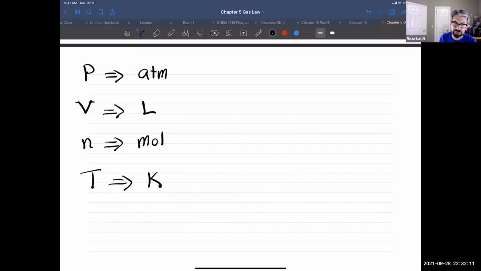I'm going to keep 2 of these factors constant, and I will follow the relationship between the rest. For example, for the first one, we will keep N and T constant, not equal, constant, and we want to know the relationship between pressure and volume. What's the relationship between the pressure and volume?